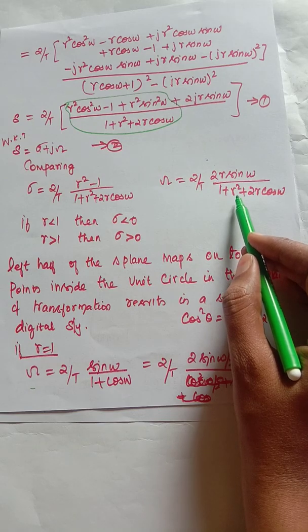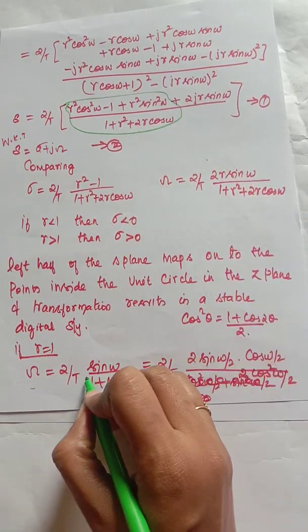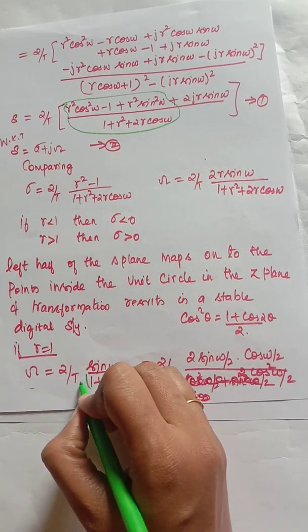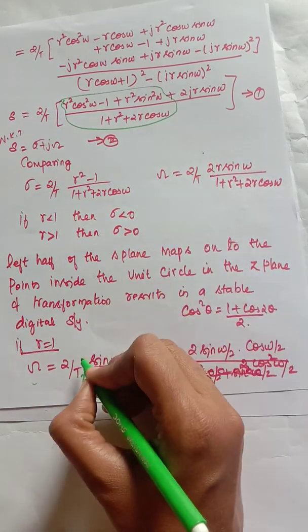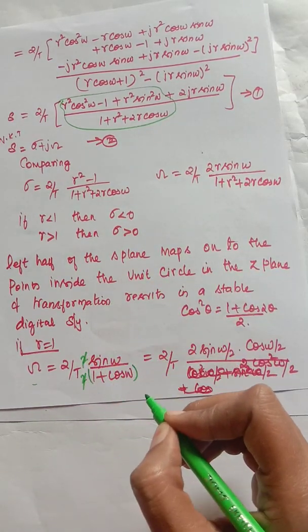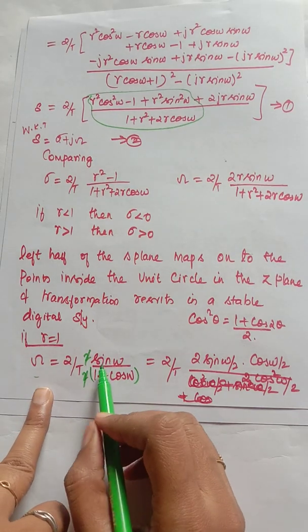So 1 plus 1, here you will have 2, right? 1 plus 1 into 2 you will have, right? Here you are having 2, this 2 will get cancelled. So 1 plus cos omega.